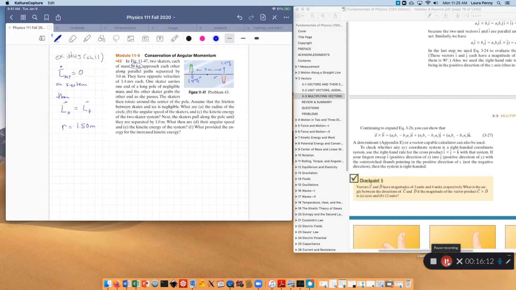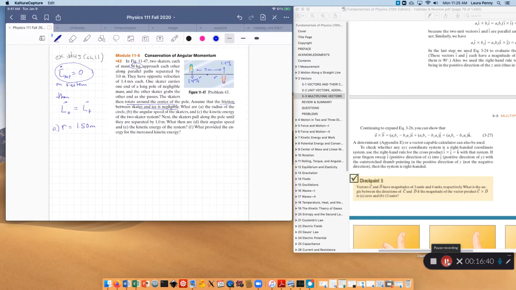So the very first question they ask us: those skaters then rotate around the center of the pole, assume that the friction is negligible. When we say the friction is negligible, that's how we know the net torque is 0. There's not going to be any forces. What's the radius of the circle? Well, that's what we just did. The radius of the circle that they're going to go on is going to be 1.5 meters.